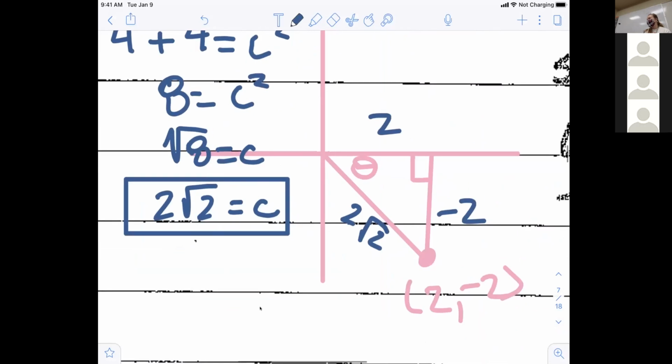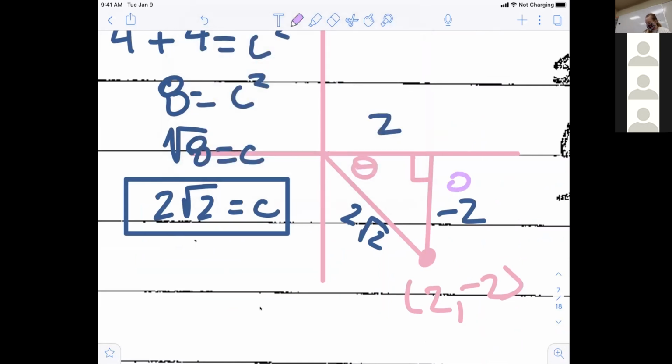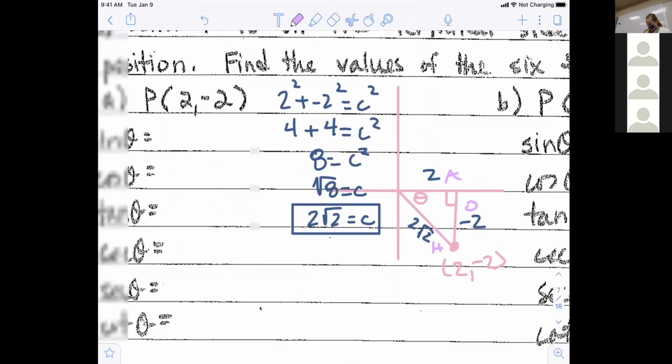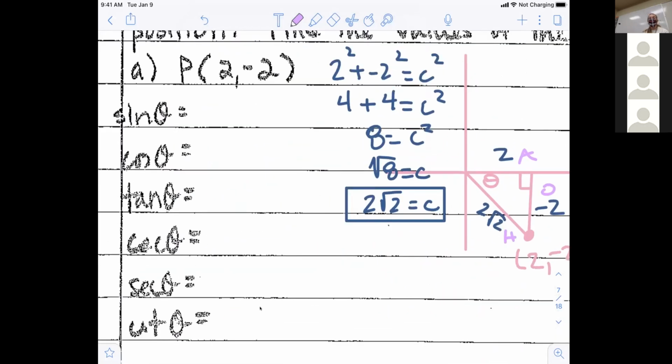And now the last thing I need to do before I make all my trig functions is label opposite, adjacent, hypotenuse, and then just plug and chug. So opposite is -2, adjacent is +2, and hypotenuse is 2√2. We remember SOHCAHTOA, or at least if we don't remember it, we can write it at the top of our page and recall it very quickly. So I can do sine, cosine, tangent super easily.